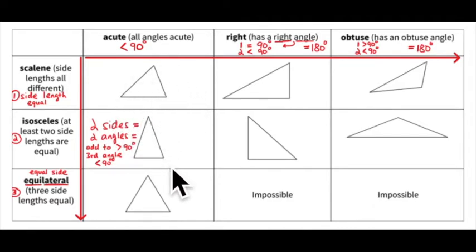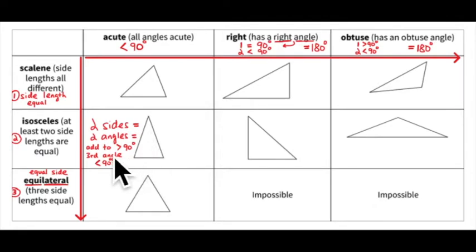Now, an isosceles triangle has two sides that are equal in length. If you have two sides that are equal in length, then you also have two angles that are equal. So two sides are equal and two angles are equal. These two angles down here are going to be equal, and they have to add to greater than 90 degrees, because the third angle has to be less than 90 degrees. So if these add to greater than 90 degrees, each one is going to be less than 90 degrees, and you're going to get three angles, all of which are less than 90 degrees.